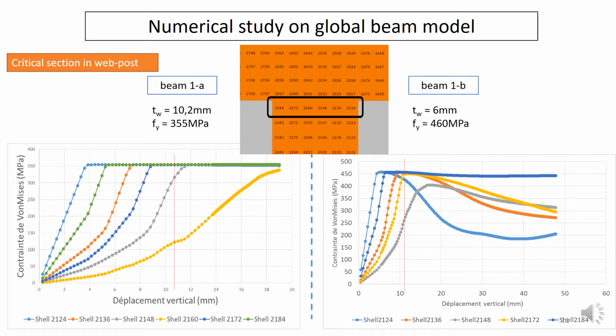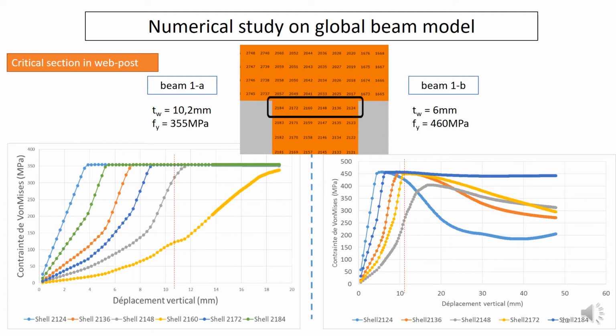As a first observation, we have the stress distribution in the critical section of the web post. The first beam at the left shows the formation of a plastic hinge. Indeed, all elements reach the elastic limit and maintain a plastic plateau. In the other case, at the right, we clearly see that after reaching the elastic limit, the most compressed elements start to lose stresses, which coincides with the lateral displacement of the web post. The second case is therefore a typical case of lateral buckling of the web post.